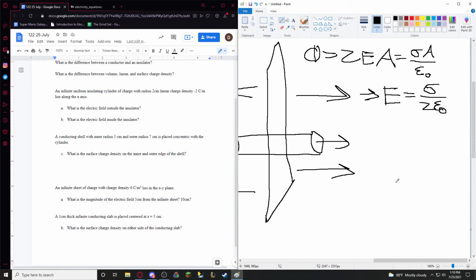Which, obviously, there is no such thing as a truly infinite sheet, because then there would be electric fields everywhere.